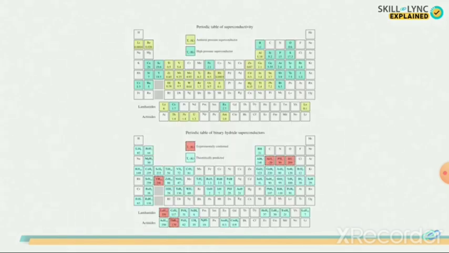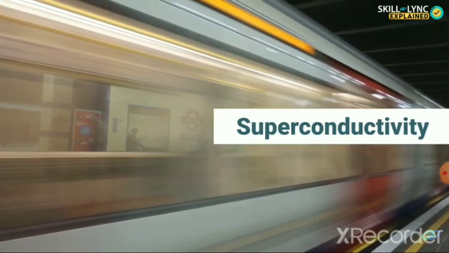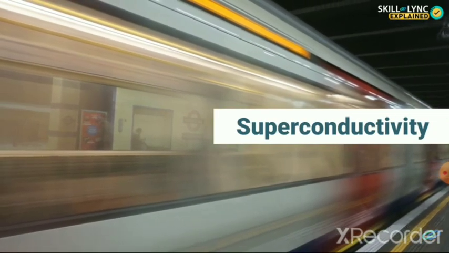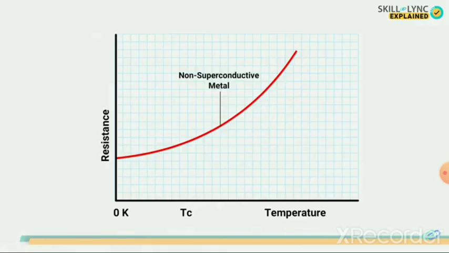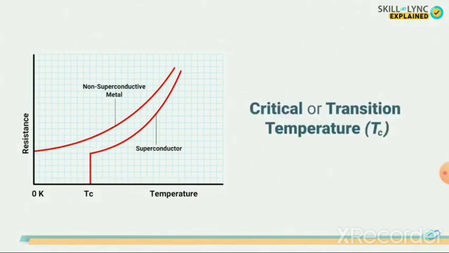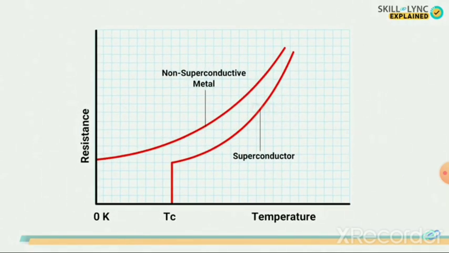Following this, some other materials that also conducted electricity with zero resistance when they are at extremely low temperatures had been found. This phenomenon by which materials possess zero electrical resistance at extreme cold conditions is known as superconductivity, and the elements that exhibit this property were called superconductors. The temperature at which a conductor turns into a superconductor is known as the critical or transition temperature, and this varies from conductor to conductor.